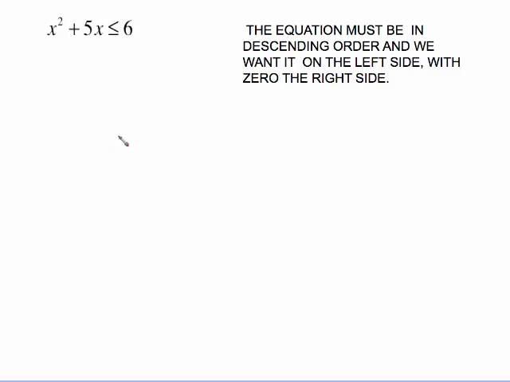This is solving quadratic inequalities part 2. Notice this inequality right here is not in descending order. We don't have a 0 on the right side. So this is important stuff right here.